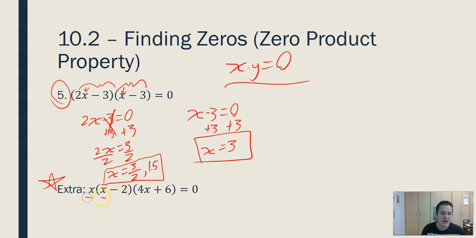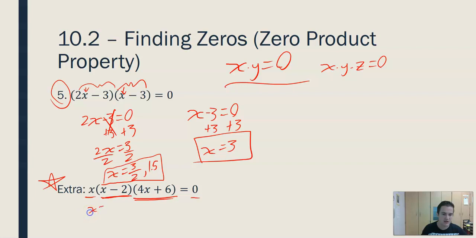Here, notice I have 3 terms. I have x times x minus 2 times 4x plus 6. So that's as if I had 3 things being multiplied by each other to be equal to 0. Still the same rule applies. If any of those 3 terms are equal to 0, then the product, or when I multiply all those together, the answer will be 0.